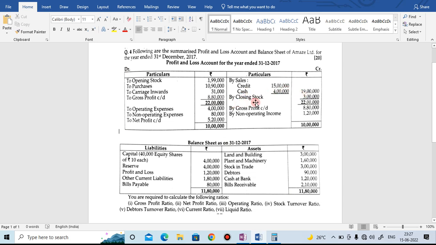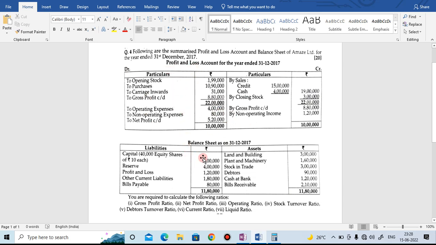Then next is by closing stock. Then on the debit side is operating expenses. So the above part was the trading account, and this part is the profit and loss account: operating expenses, non-operating expenses, net profit carried down, gross profit brought down, and non-operating income. These are the particulars given in the profit and loss account.